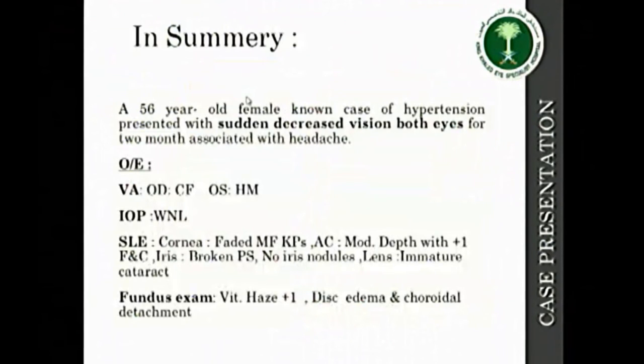So in summary, a 56-year-old female, known case of hypertension, presented with sudden decreased vision in both eyes for 2 months, associated with headache. Vision was count fingers in the right eye and hand motion in the left eye, and IOP was within normal. There is a deep anterior chamber with plus one flare and cells, and broken posterior synechiae. There is no iris nodule. The lens showed a mature cataract in both eyes. Fundus examination showed vitreous haze plus one, disc edema, and choroidal detachment.